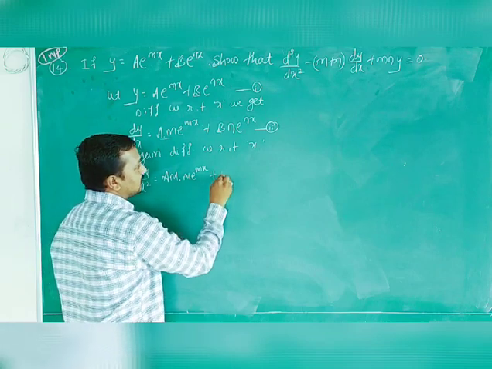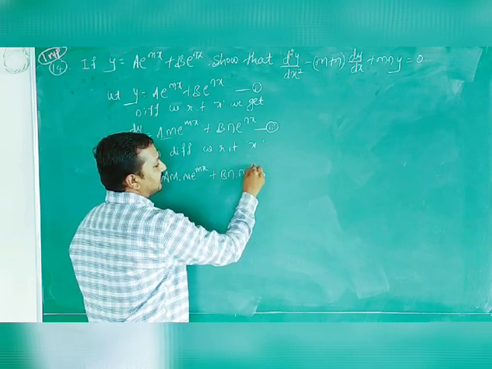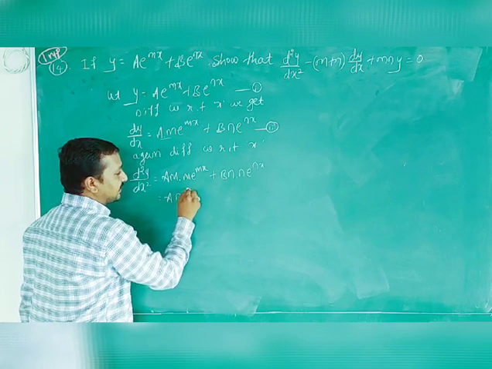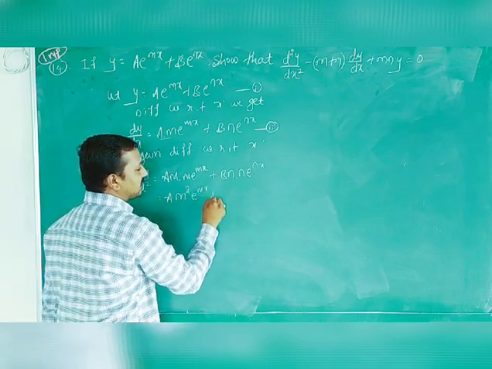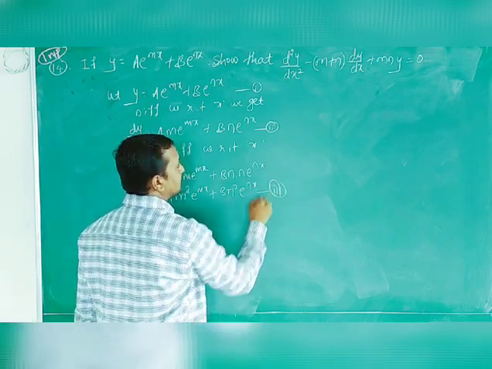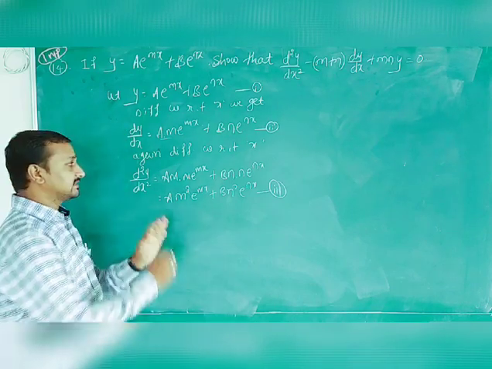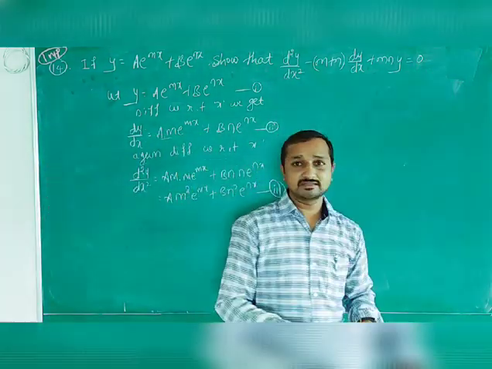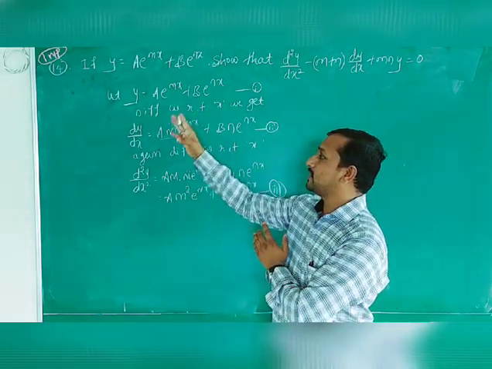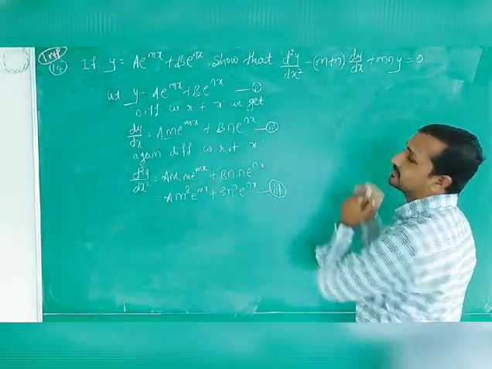Plus here also bn is a common term, take it outside. What is the derivative of e raised to nx? n times e raised to nx. So this term I can write: am times m is am square e raised to mx plus bn square e raised to nx. So this is equation number 3. Here equation 1 is y, and we find dy by dx and d2y by dx2. Here there is no divided-by term, so we do not need cross multiplication. We substitute all the values in this equation.